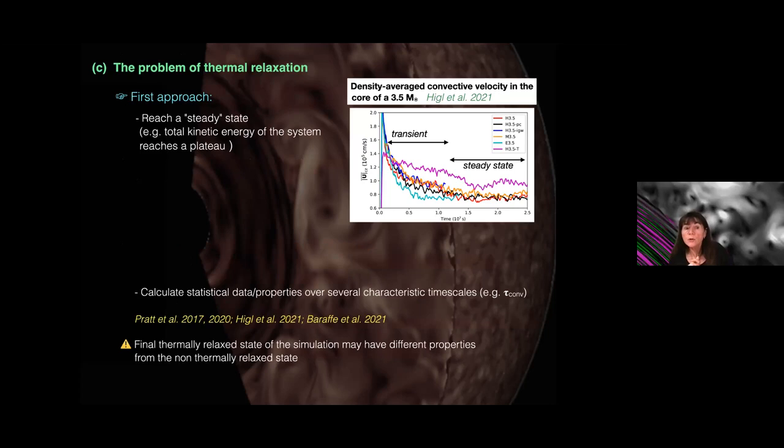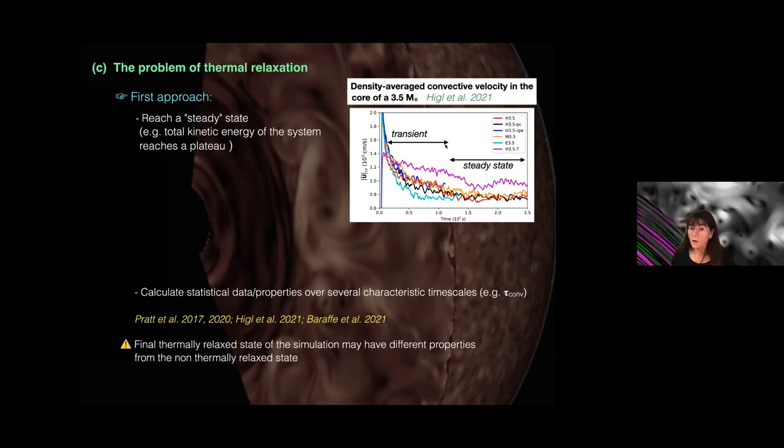So the first approach is to aim with your simulations to reach a pseudo steady state, which means that you look when your system, for example, has reached a plateau or a steady state in terms of total kinetic energy. And for example, in those recent simulations by Johan Hegel, devoted to convective cores of a 3.5 solar mass star, you look at the time evolution of the density average convective velocity in the core, and here is the time in the axis.